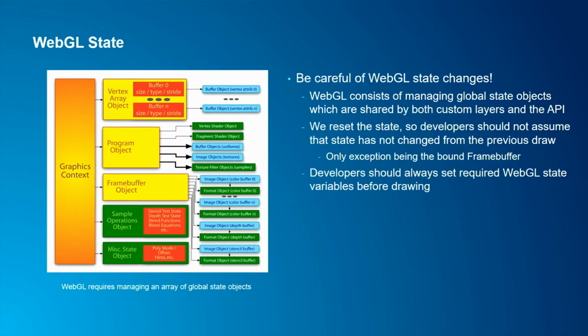Moving on from tiling, you also want to make sure that you're careful of managing WebGL state. So WebGL consists of managing a series of global state objects. And the issue with that is that both custom layer code and the API will be contending over those same shared resources. To handle this, we reset the state when we call custom layer code. But what that means is that you'll need to make sure that you set state variables before calling your own draw code. The only exception to this being the bound frame buffer, which you will want to target. We will bind the frame buffer as a render target for things like screenshots. So you want to be sure that you render to the one that we pass.